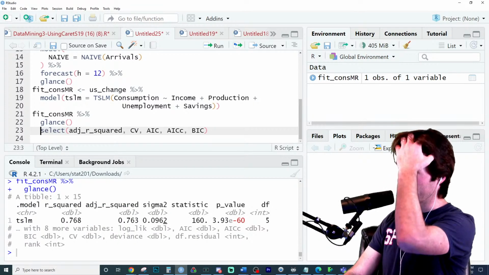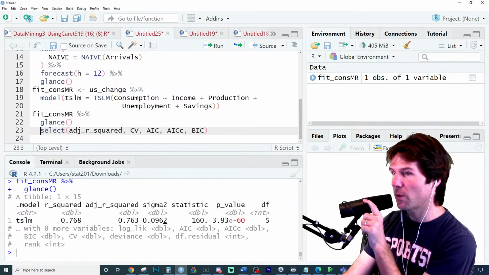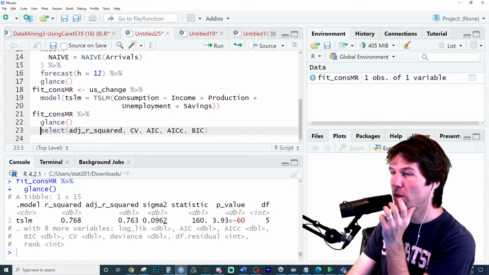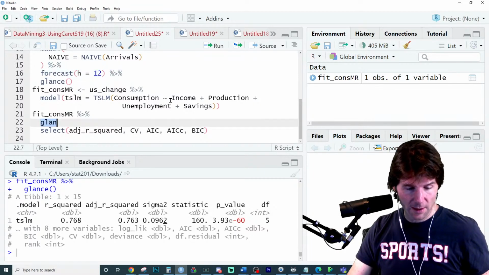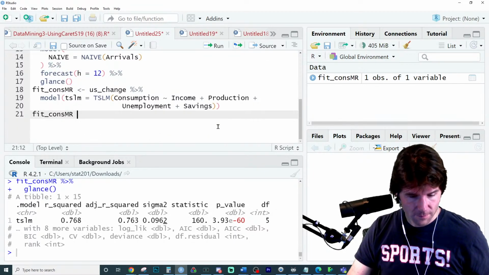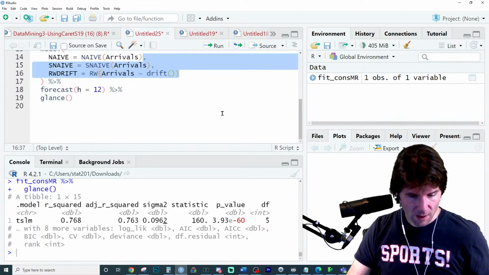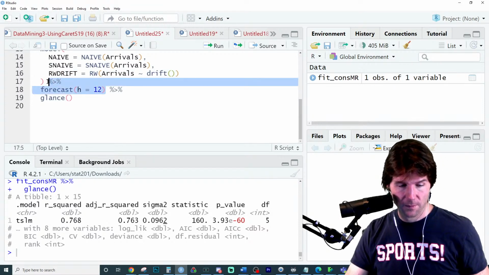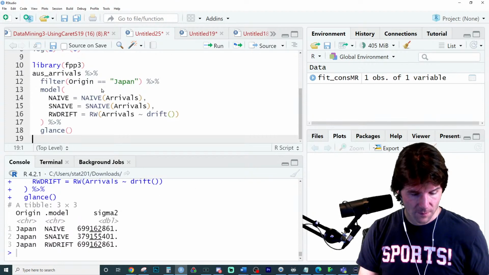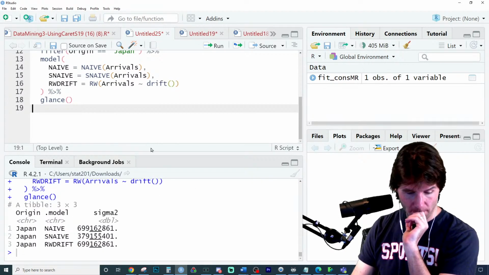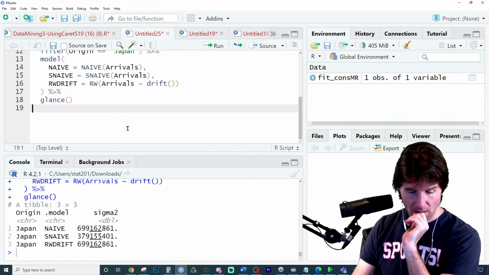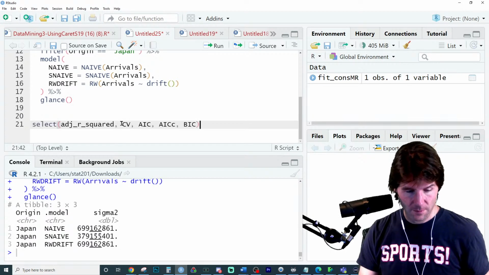Okay, let's take a look. You do not need forecast with glance. Oh, you just use the model fit. Oh my gosh. Is that it? If you pipe the wrong thing through. And then we're getting the sigma. Now, it should have the other values.